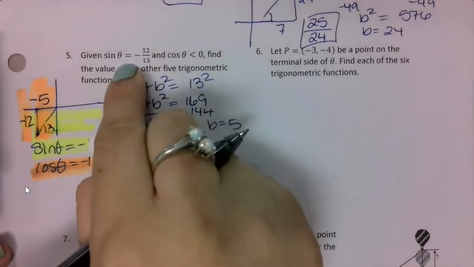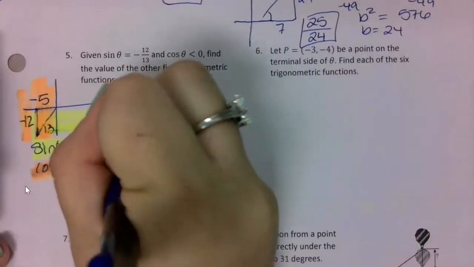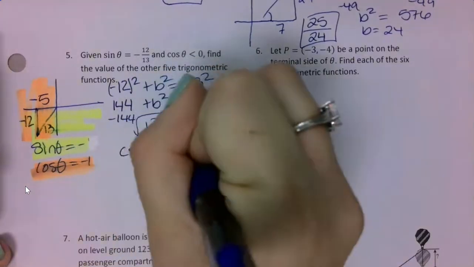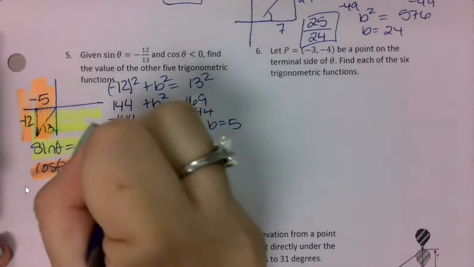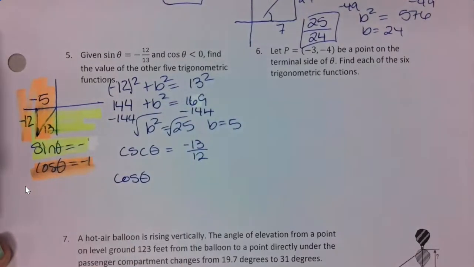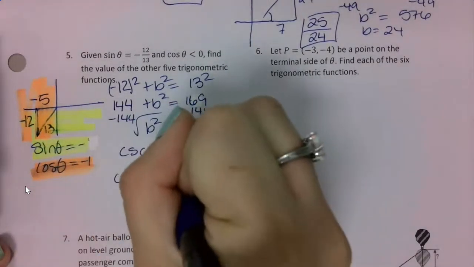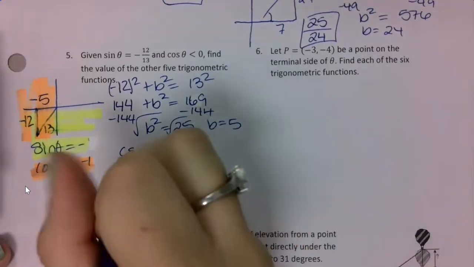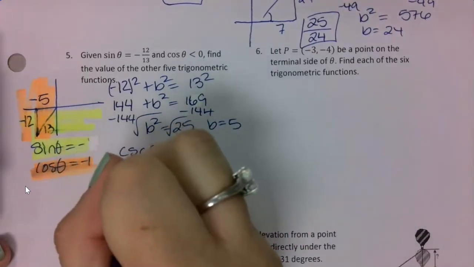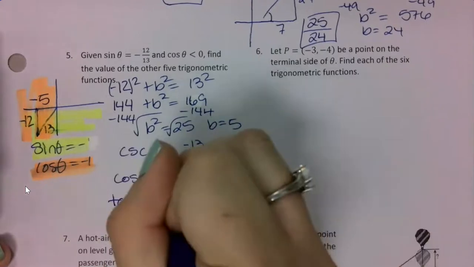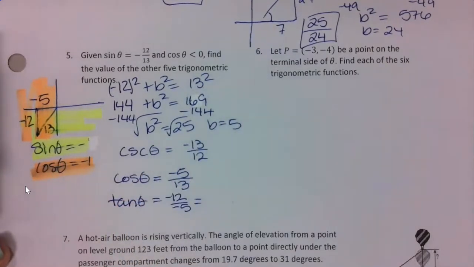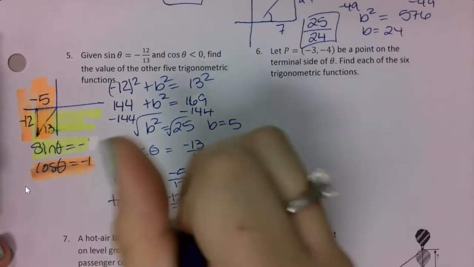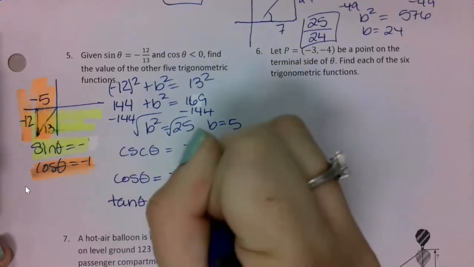I started off with sine, so I'm going to do the reciprocal of that, which is cosecant. I just flip the fraction. Then I'm going to find cosine, which is adjacent over hypotenuse, so negative 5 over 13. Tangent is opposite over adjacent. That is negative 12 over negative 5. The double negatives means it's going to turn positive, so I have 12 over 5.